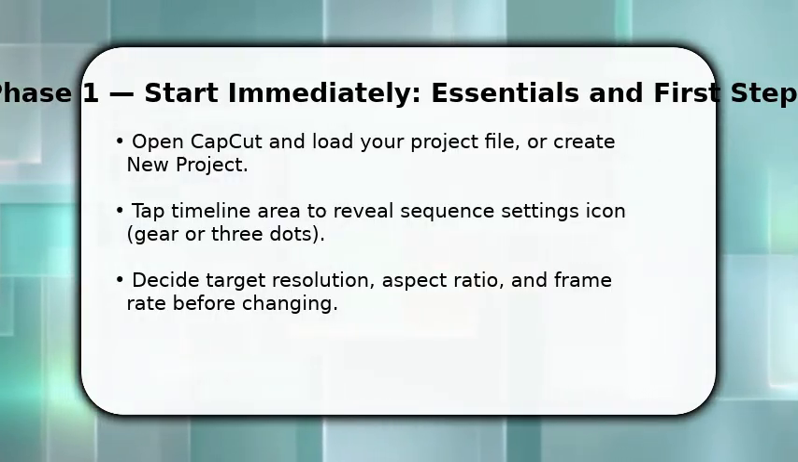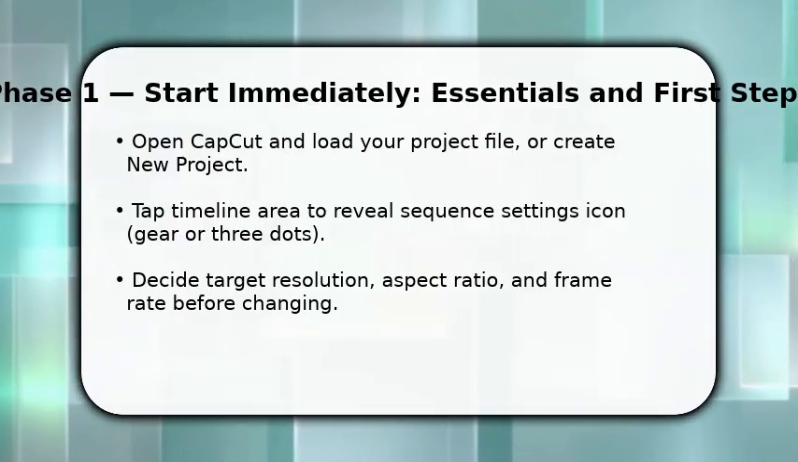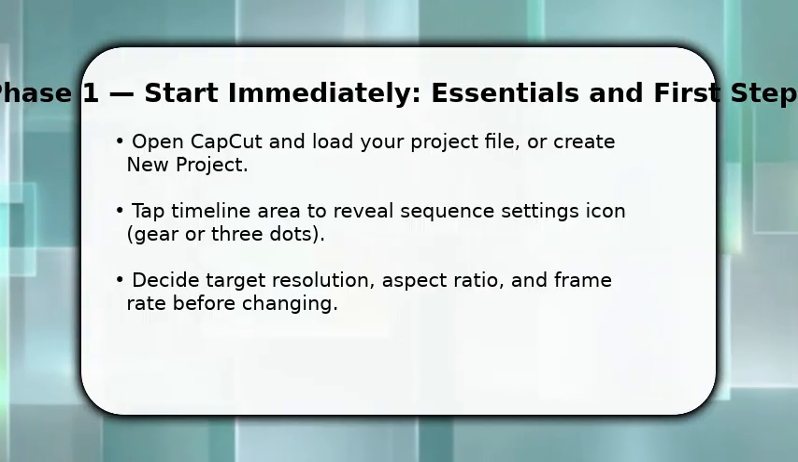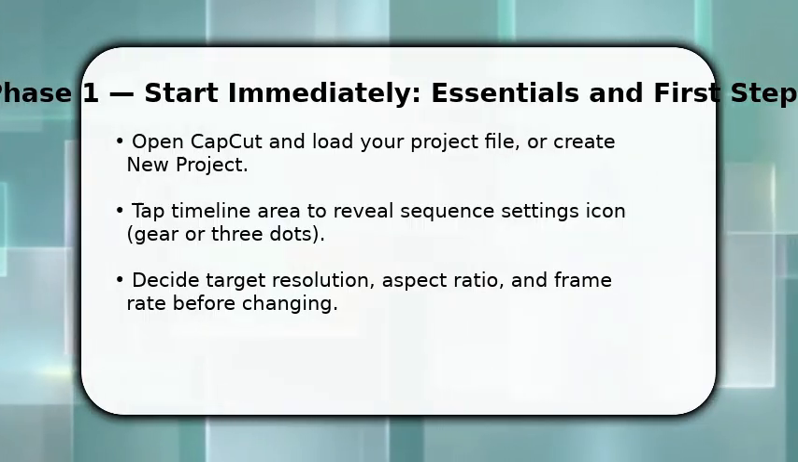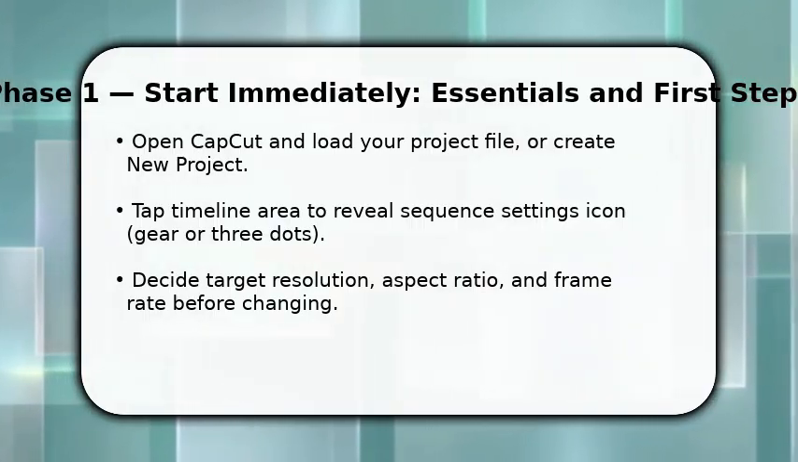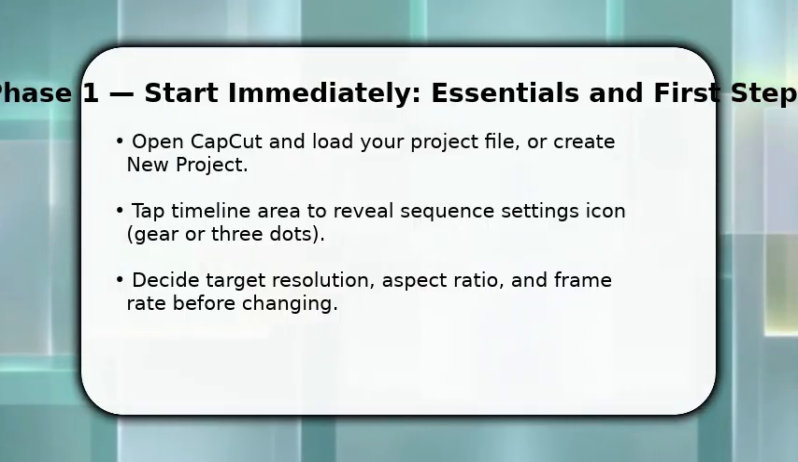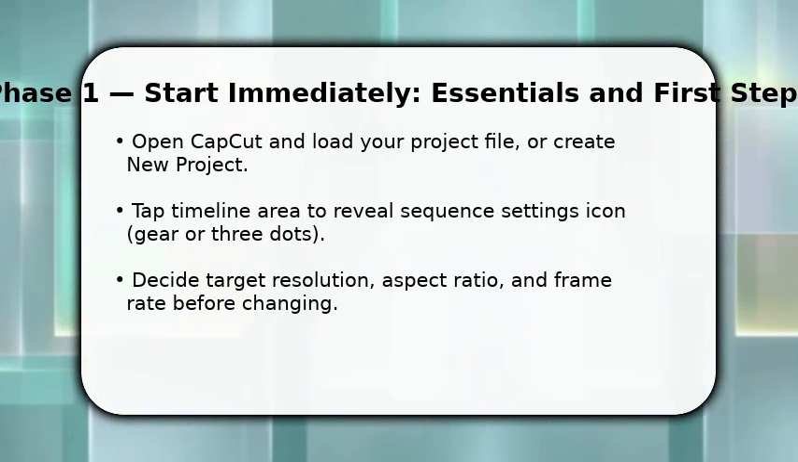You want to set the aspect ratio first because it frames every clip, then confirm resolution and frame rate. Make sure to pick values that match your footage to avoid stretching or frame interpolation. These first steps establish the working canvas, so do them now and don't skip matching source and output.